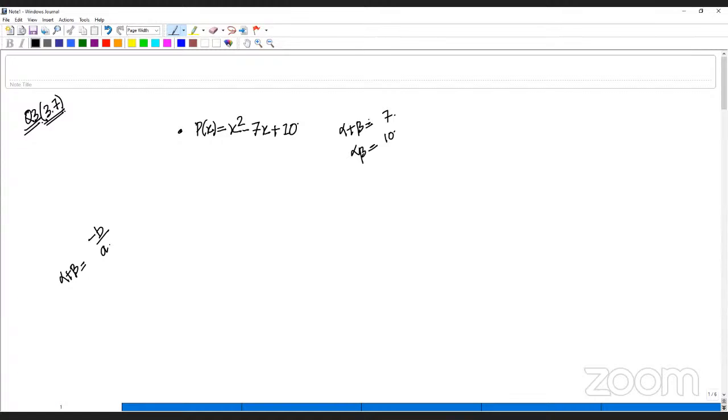Can we write this as minus of minus 7 by 1? What is b here? B is minus 7, so minus of minus 7 is 7. So basically you have two roots, the sum of these two roots is 7, and the product of these two roots is 10.